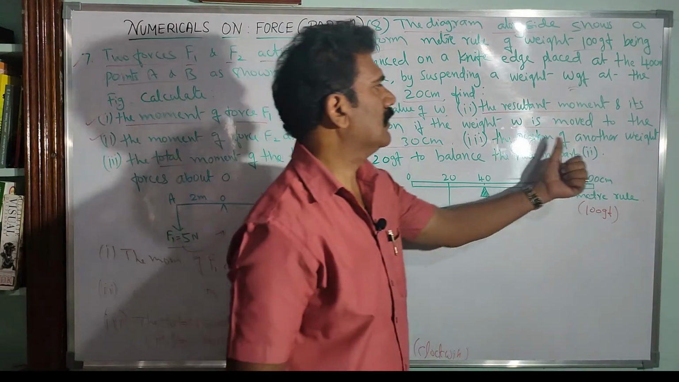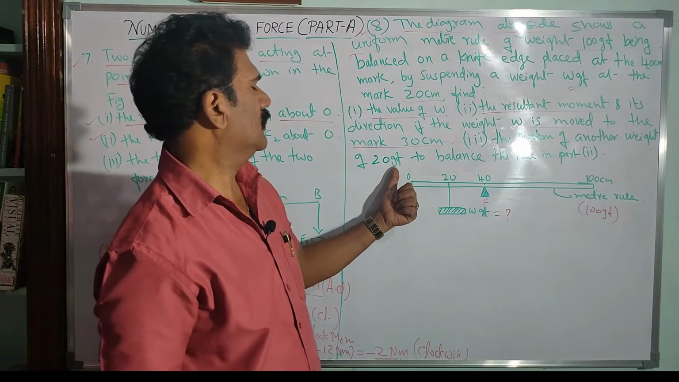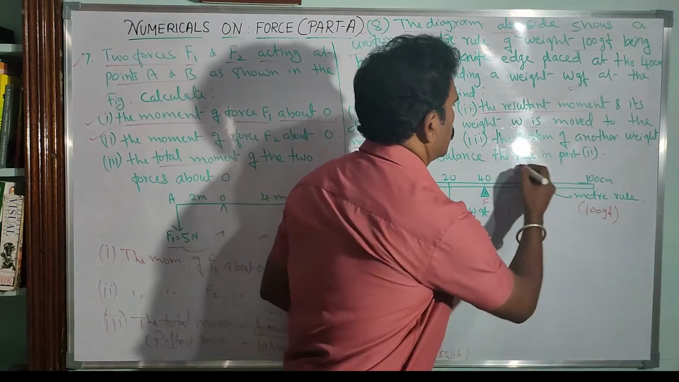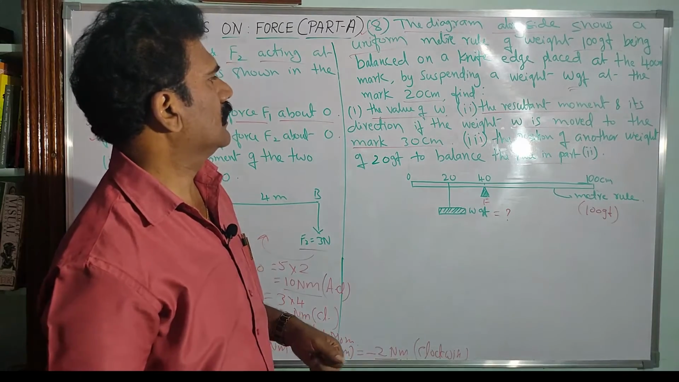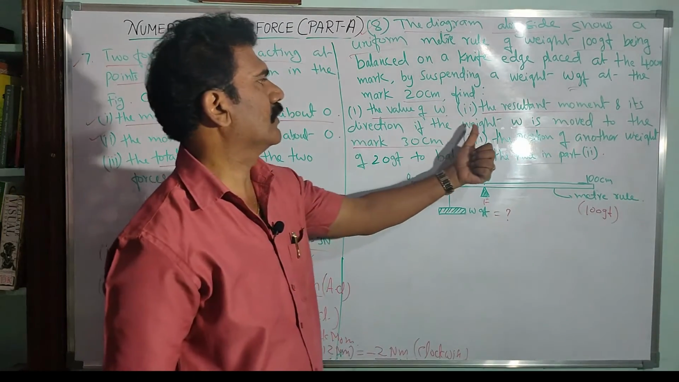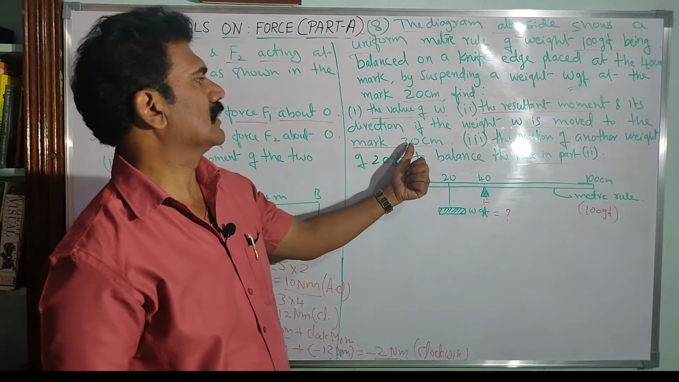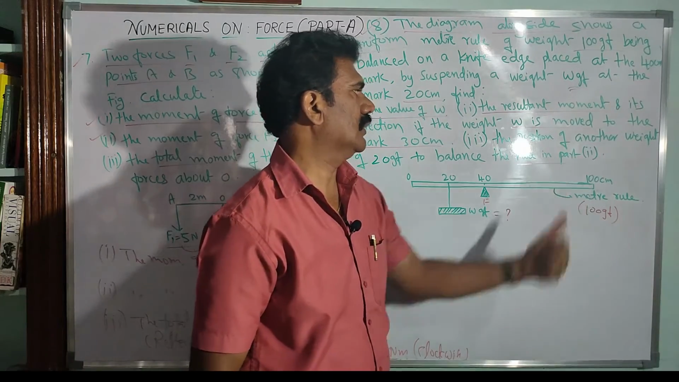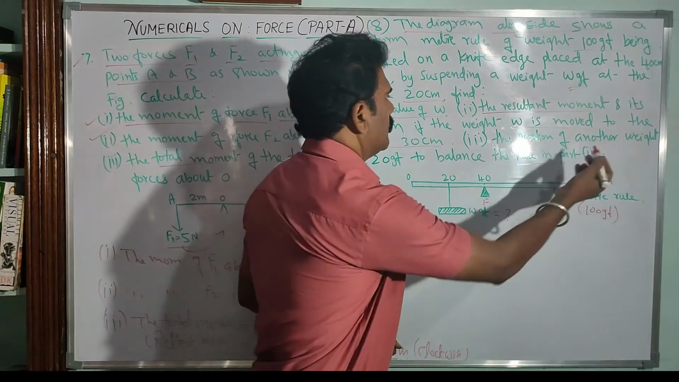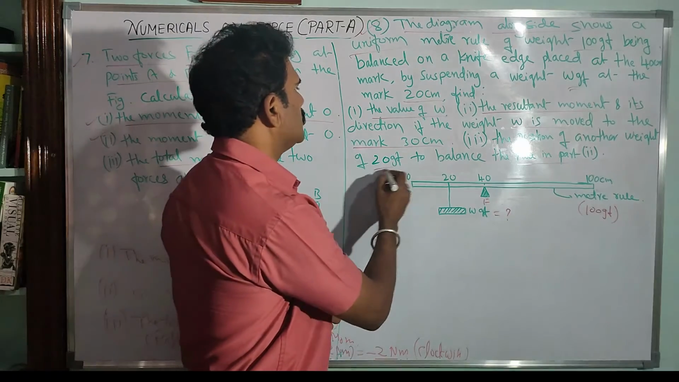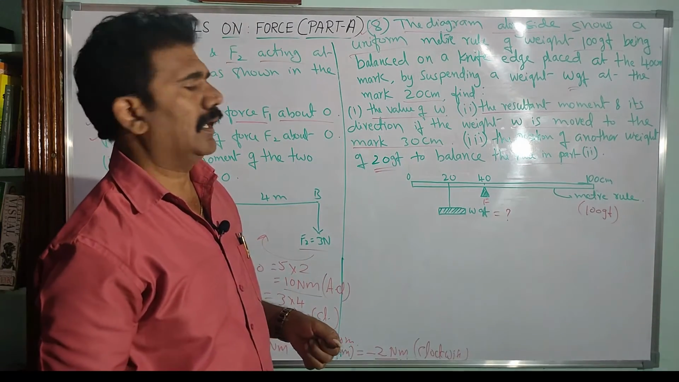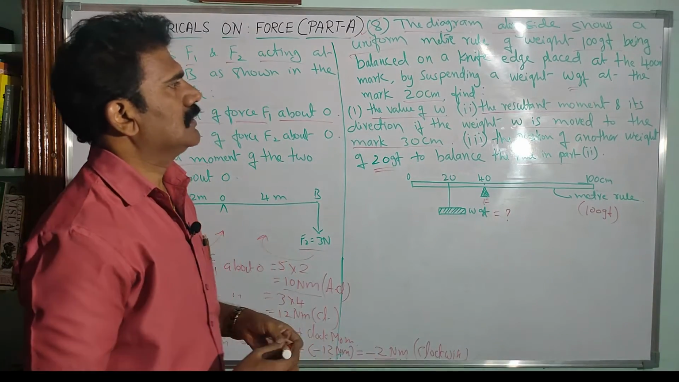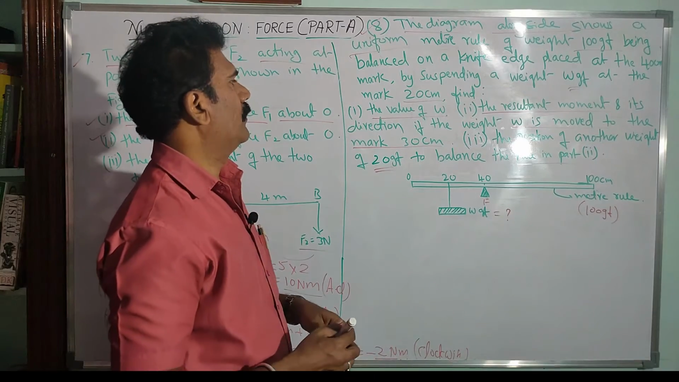Then, in part 3, find the position of another weight of 20 GF to be added to balance the rule again. Once you have calculated the resultant moment and its direction for the weight W moved to the 30 centimeter mark, you take that resultant moment and, as per that calculated value, calculate the position of the other 20 GF weight so that the rule is balanced again. So in this problem, first you go part-wise.